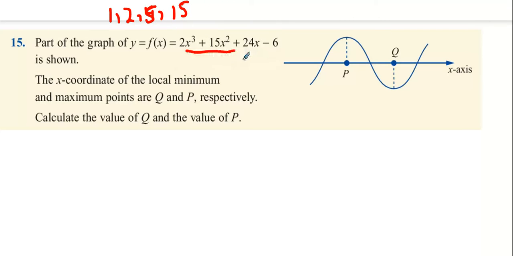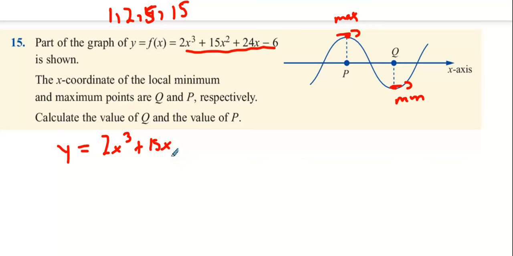Now 15 is a cubic equation, which means it has two turning points. It has a max and it has a min. Please remember that the max has the bigger y value and the min has the smaller y value. And both of them have a slope of 0. So what we're going to do is get the first derivative, 2x cubed plus 15x squared plus 24x minus 6.